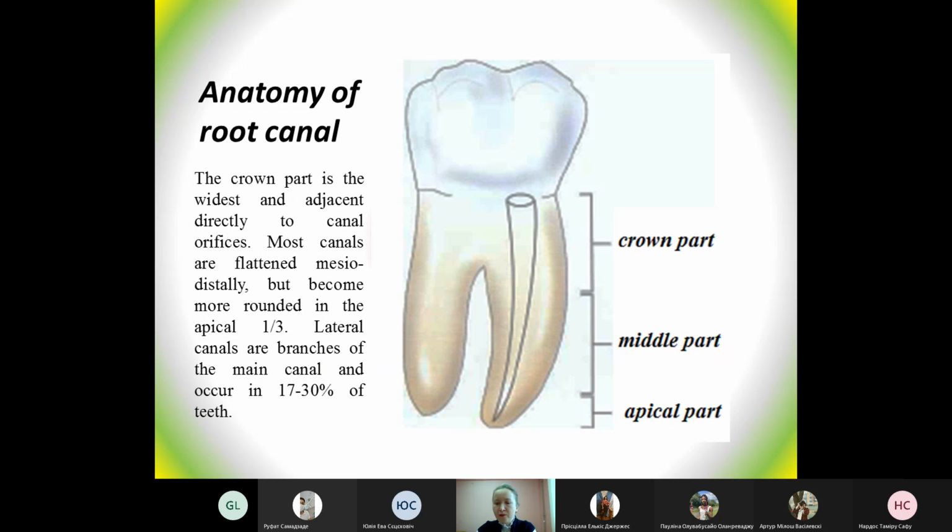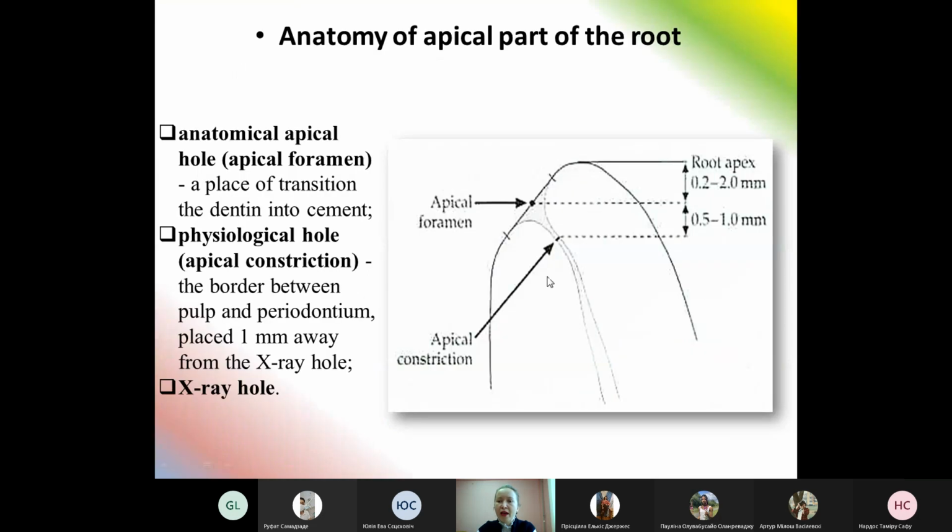In endodontology, the anatomy of the apical part of the root canal is of great importance, and here such anatomical structures are defined as the apical foramen and apical constriction. The apical foramen, or anatomical apical hole, is the place of transition of dentine into cement. The physiological apical hole, or apical constriction, is the border between pulp and periodontium, and it is usually placed 1 millimeter or 0.5 millimeter away from the anatomical apical hole.